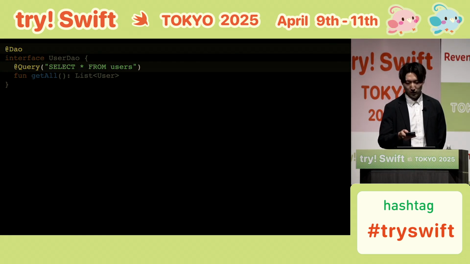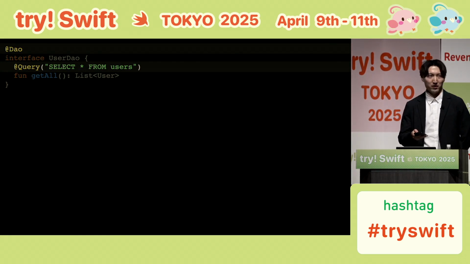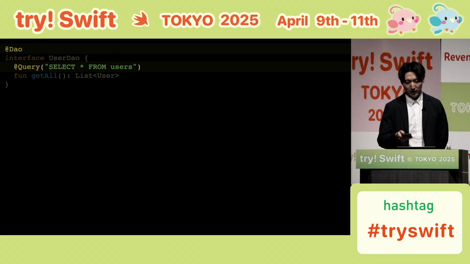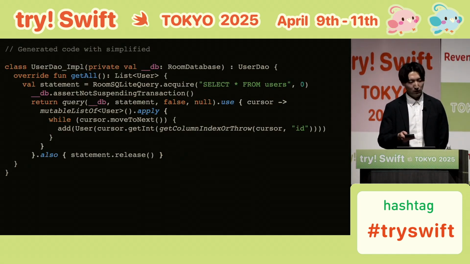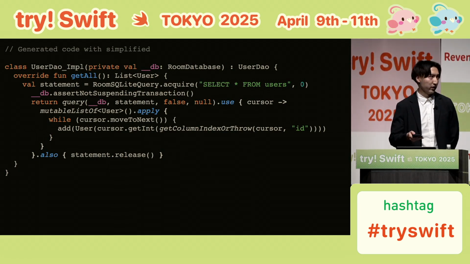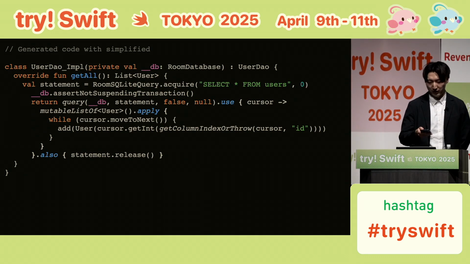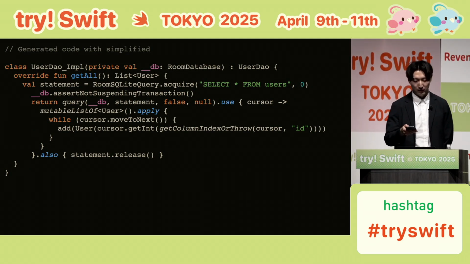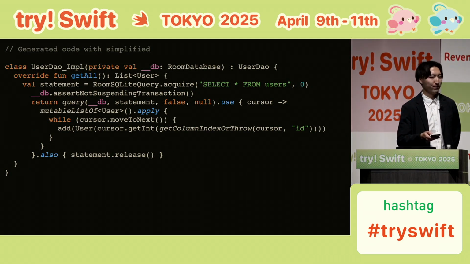Using annotation processing, annotations such as @Dao and @Query are analyzed at compile time. From these, Room generates implementations behind the scenes. I will simplify the example for clarity, but you can see how the library creates the necessary database logic for you.